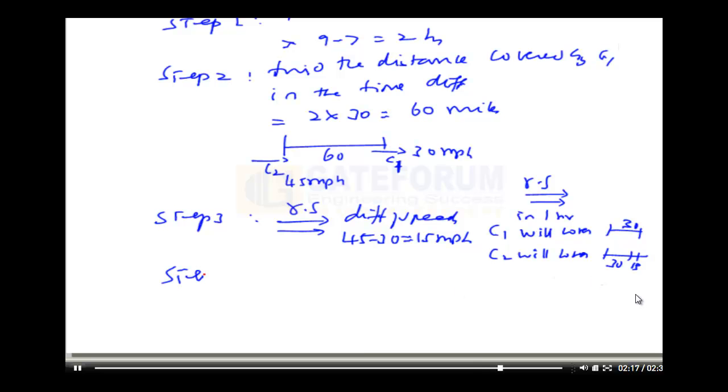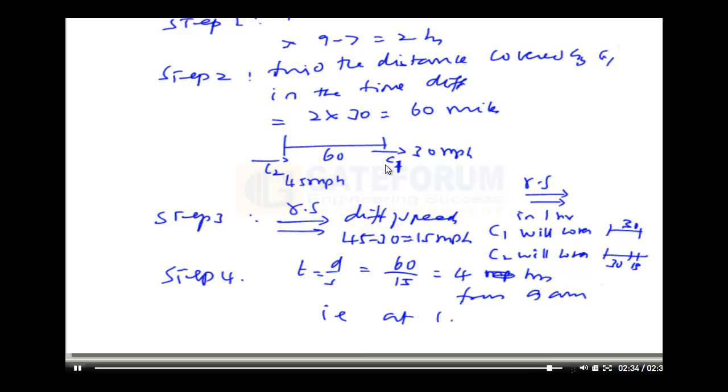Now we have to find the time taken. That is the final step. Time is distance by speed. Distance of 60 he has to cover. At the rate of 15, it will take 4 hours from the start of the second person, that is from 9 o'clock. So at 1 p.m., C2 will overtake.